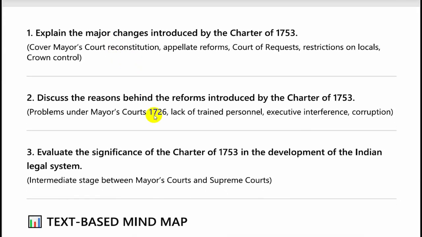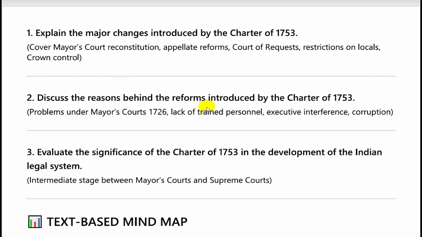Explain the major changes introduced by the Charter of 1753. Here we have to write about how the constitution of the mayor's court was, that is 1 mayor and 9 aldermen and so on. How the appeal system was. What was the court of request, that is the small causes court. Restrictions on locals in getting appointed as aldermen, and the control of the Crown.